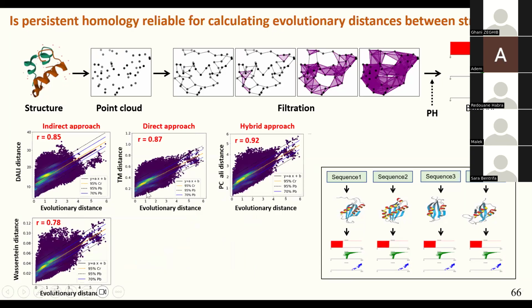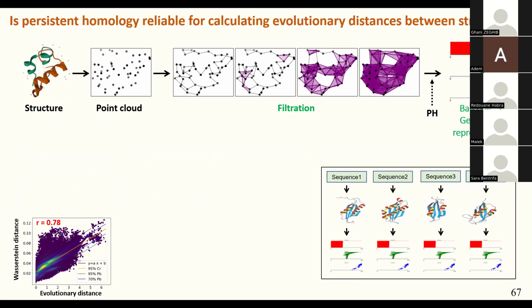Indirectly proteins. There are direct approaches that compare proteins directly, and there are hybrid approaches that combine indirect and direct. And those three methods gave better estimation of the evolutionary distance. So I wanted to go further in my methodology, and this required two improvements regarding the filtration process and regarding the geometric representation.